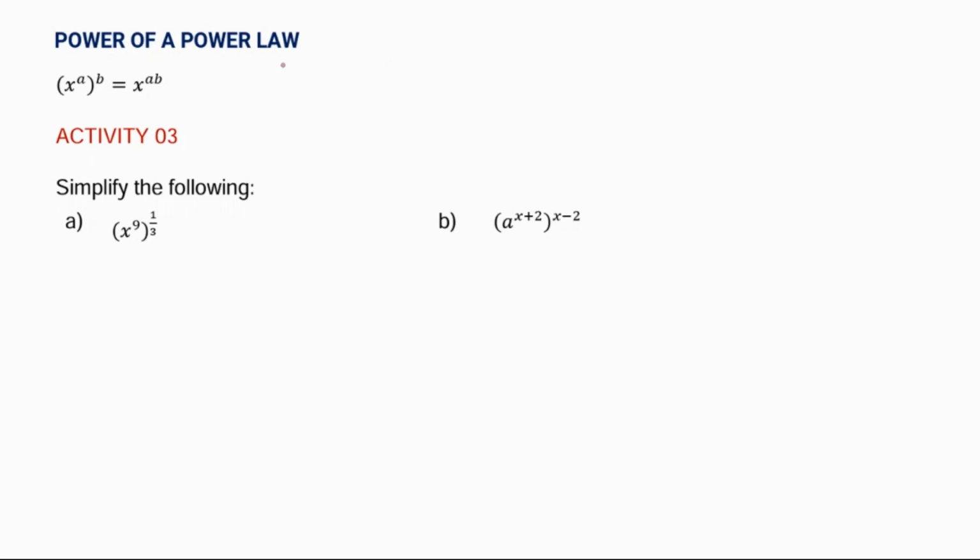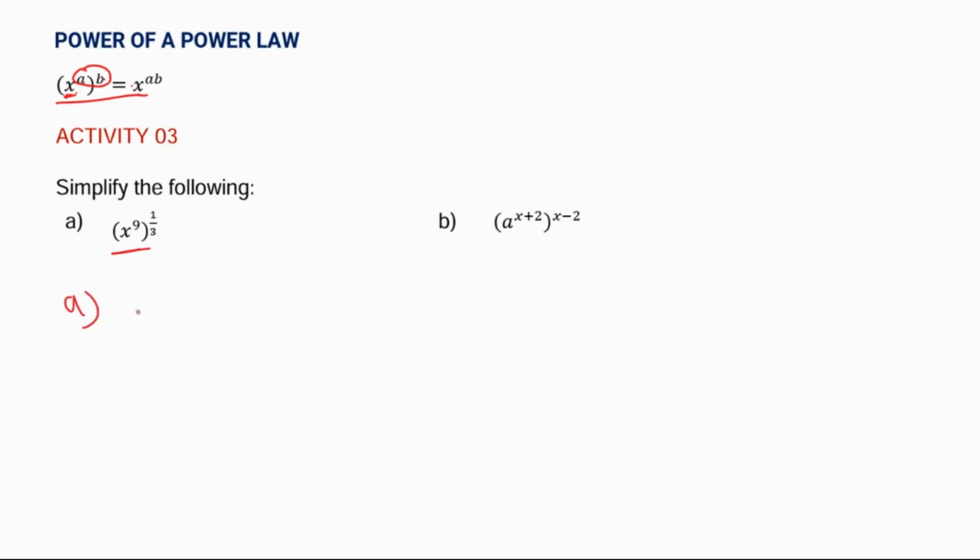In this tutorial, we're going to revise the power of a power law. So what does it say? It says that when raising a power to a power, we multiply the exponents. Like if you have x to the power a, raised to the power of b, then we say x to the power of a times b. Then we just keep the base the same. We don't change the base. That's what we can do here.